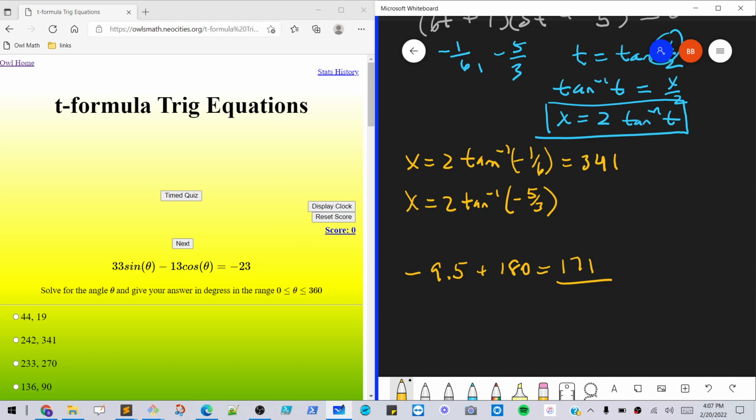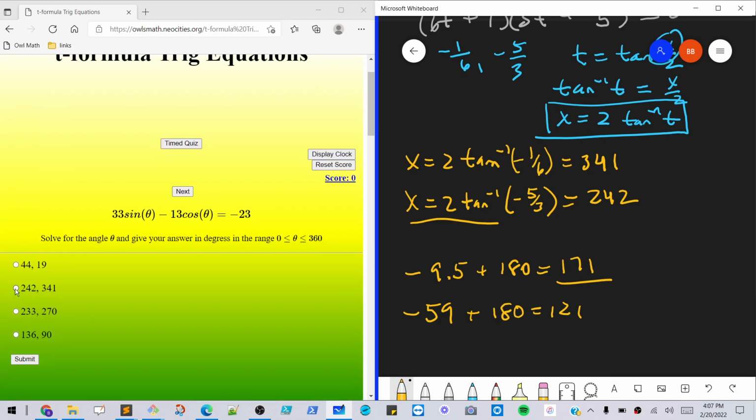Then let's do the same thing for the second one here. We want negative 5/3. Tan inverse is minus 59. Minus 59 degrees plus 180 is 121. Then we're going to double it, and we get 242. Then come over, we'll check our answer. 242, 341.